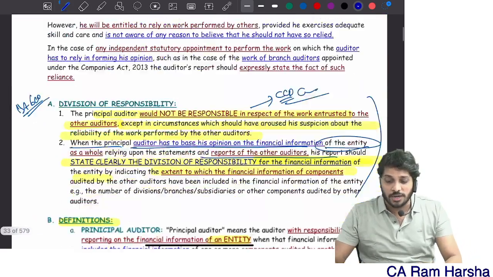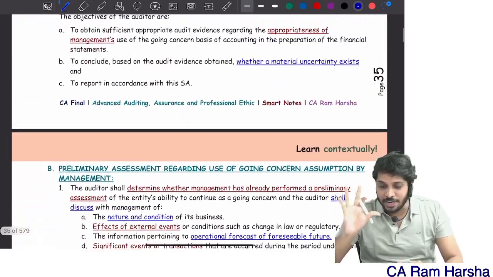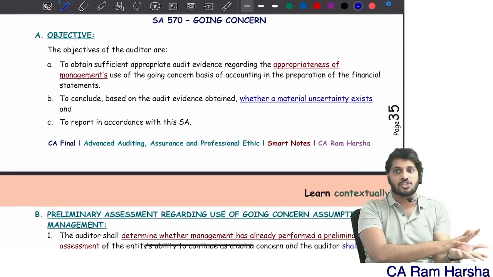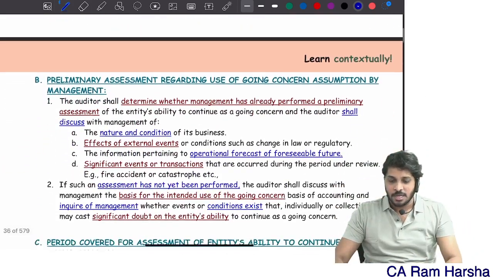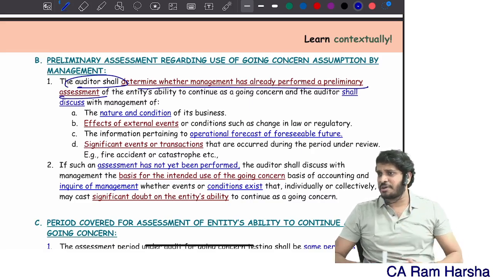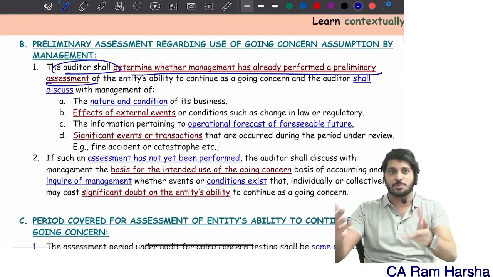Yes or no? So what I did is, I gave a mediocre content, not giving that much detail, at the same time not ignoring it like the institute. So I gave a medium content. The auditor has to check whether management has performed a preliminary assessment. Whose responsibility is it to assess going concern? Management is responsible. They should do this preliminary assessment.